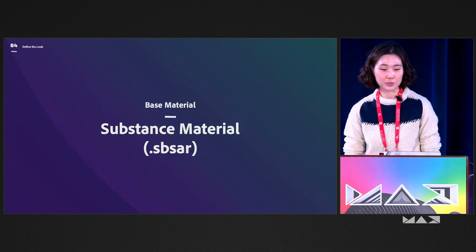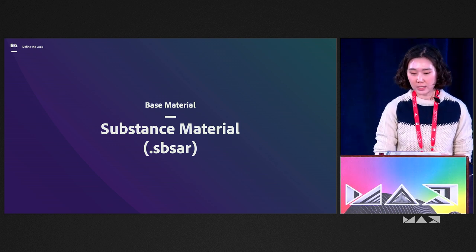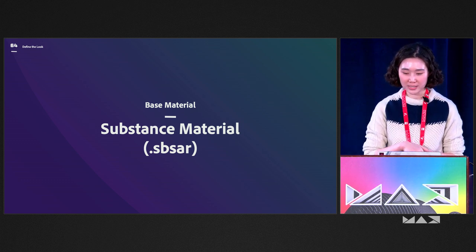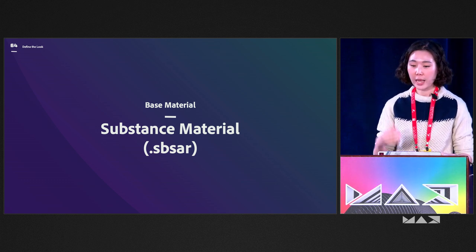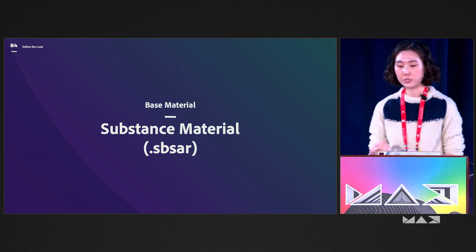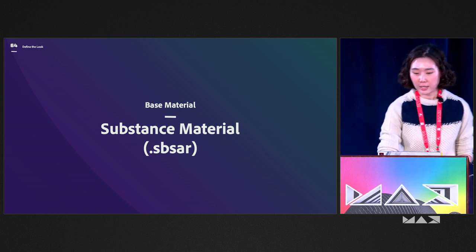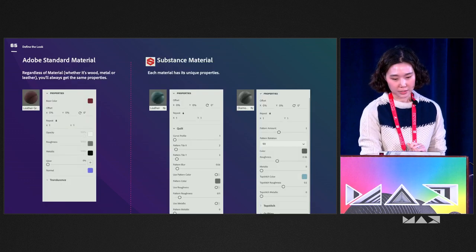But we also support Substance Material, which is .sbsar. And how is it different from Adobe Standard Material? So Substance Material has its own unique properties, and it actually lets you customize the material with controls specific to each material. And these controls can be very fun and very powerful. So let me show it to you a little bit later.